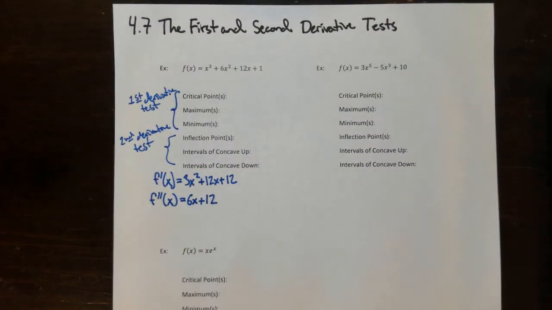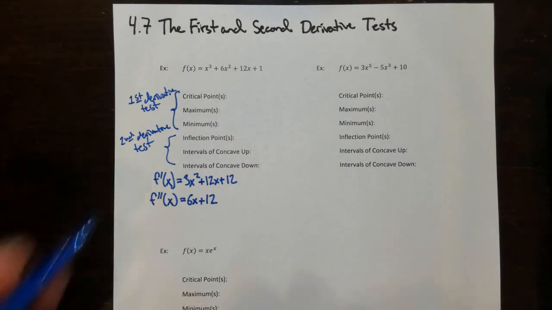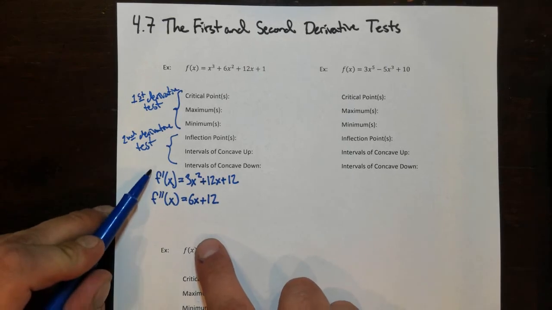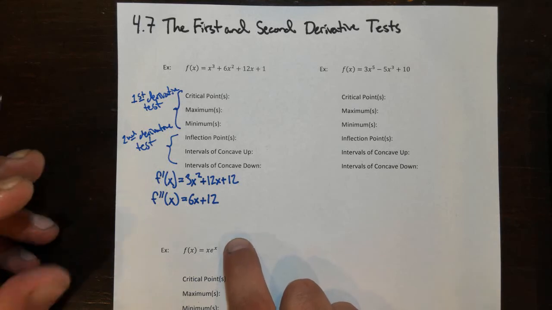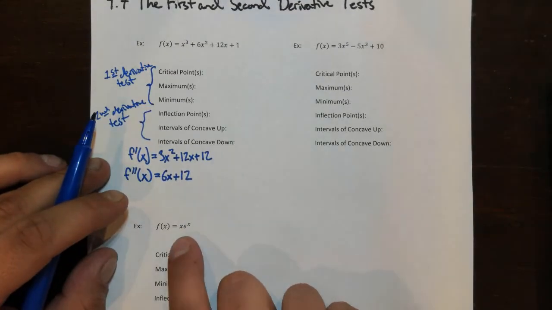So let's first find the critical points. So we're going to find the critical points by looking at the first derivative. So the critical points are when the first derivative equals 0. So let's go ahead and find the first derivative when it equals 0. So let me get an extra piece of paper here. I don't have much room on this one.